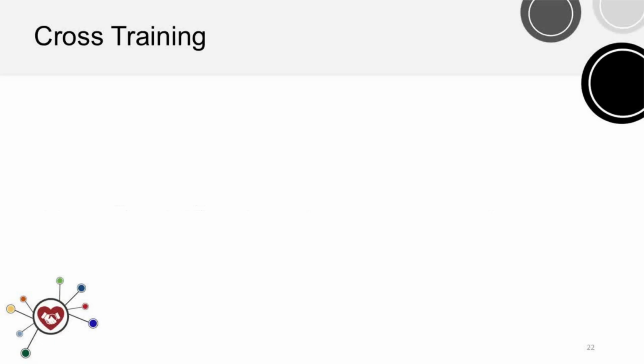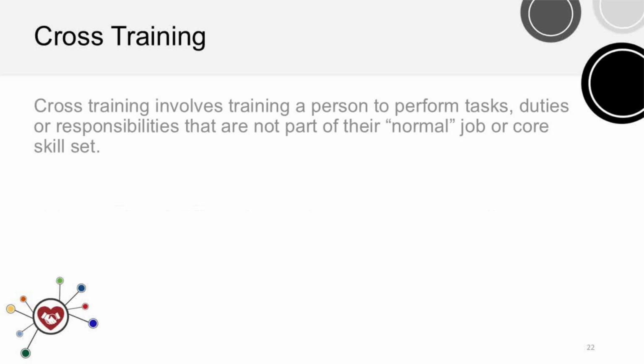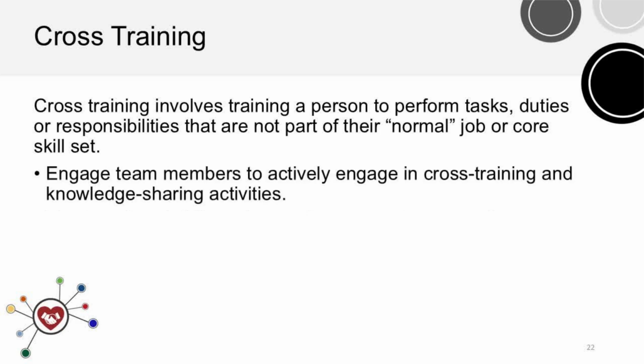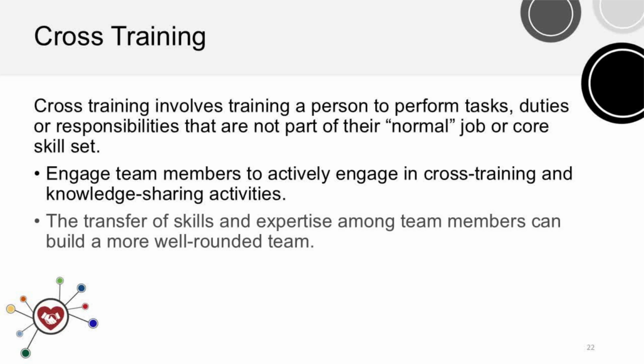As we move through our implementation, we can identify opportunities to expand the skill set of our team. Cross-training involves training a person on tasks that are not part of their current responsibilities. We want to encourage our team members to actively engage in cross-training and knowledge-sharing activities. This will help build the capacity and skill set of our team.